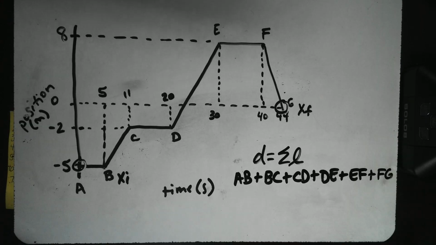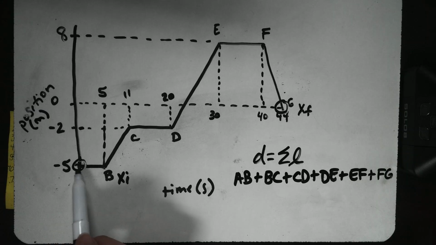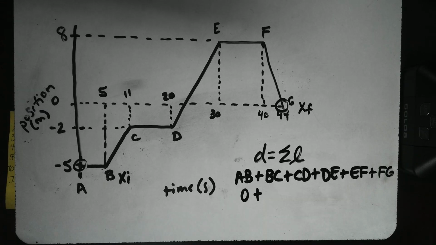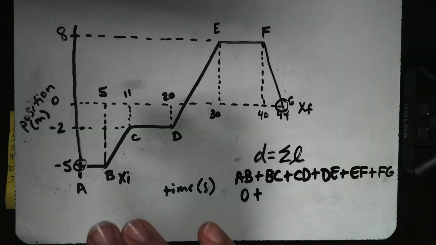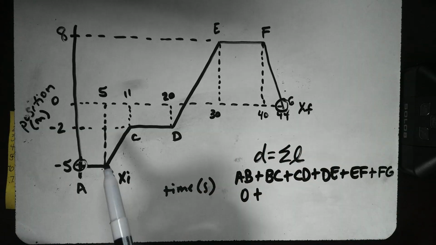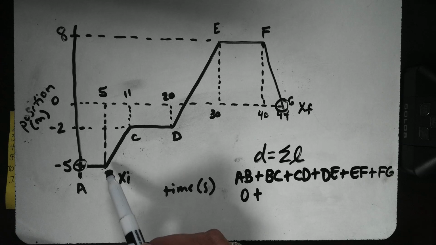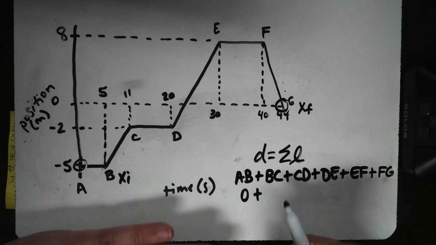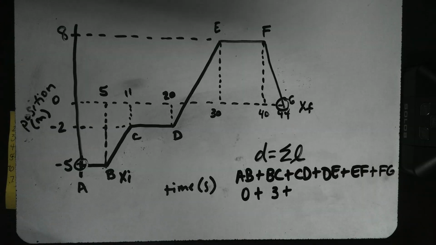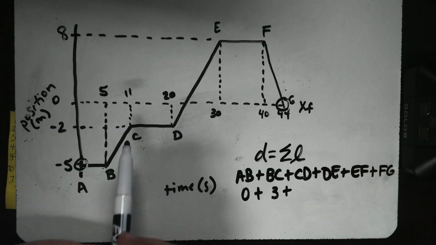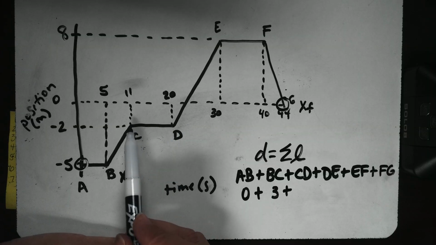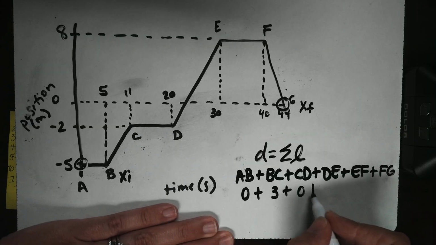So how far did we go on each of these? A to B, we went from -5 to -5. We didn't go anything, so we had 0 distance there. Remember, distance is always positive, so no matter what direction we're going, we keep it positive. B to C, we went from -5 to -2. We went up 3, so my distance here is 3. Next, from C to D, we went from -2 to -2. We did not gain any distance here, so my distance is 0.